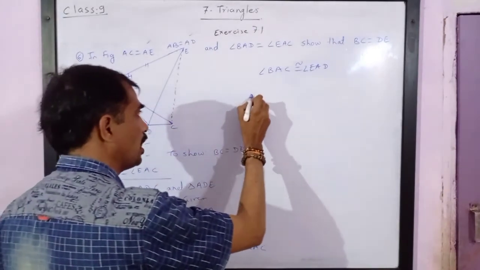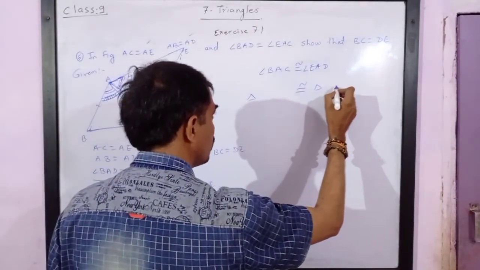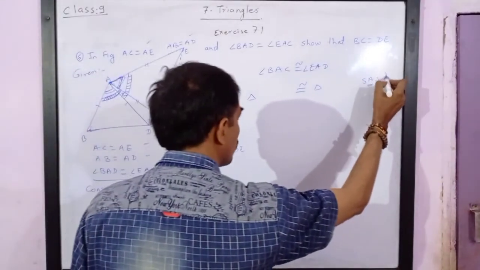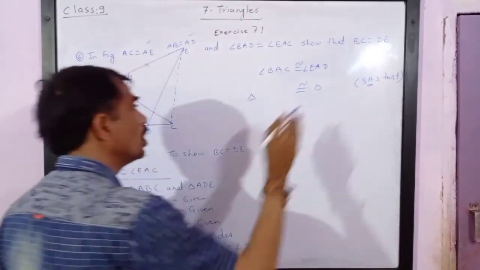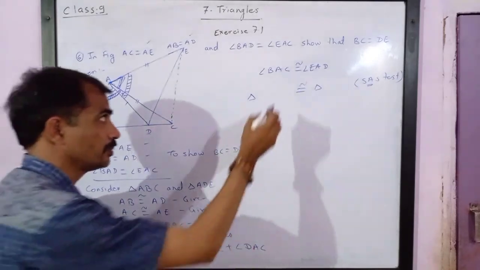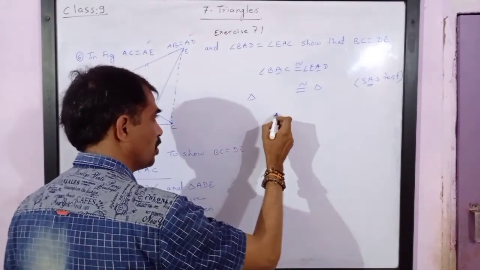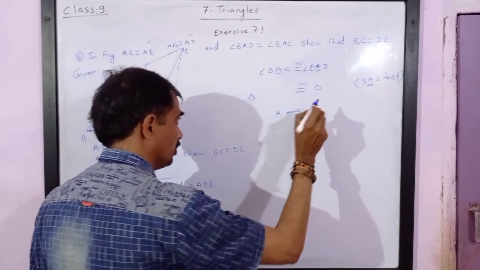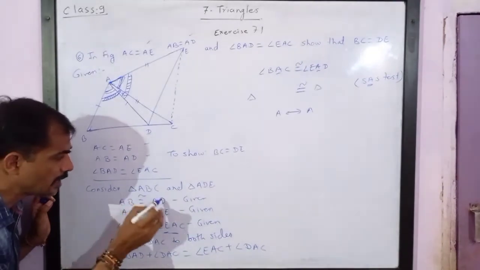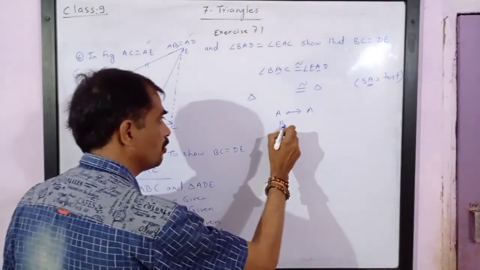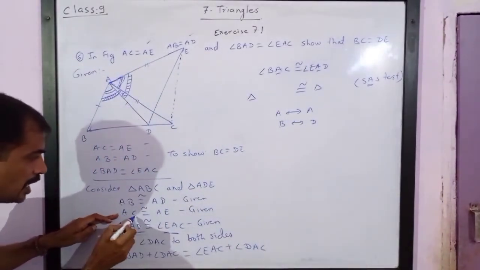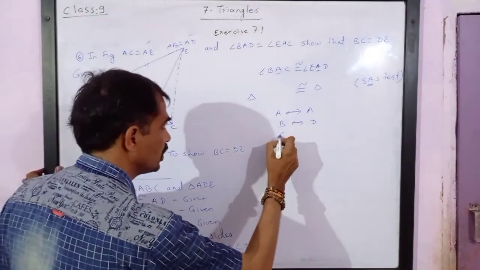So triangles are congruent by SAS. The angle is included by the two sides. SAS test of congruency. Now let us write the one-to-one correspondence of this. Please note, we have A corresponding to A. Angle A corresponds to angle A. Now if A corresponds to A, it means B corresponds to D. And A corresponds to A, so C will correspond to E.